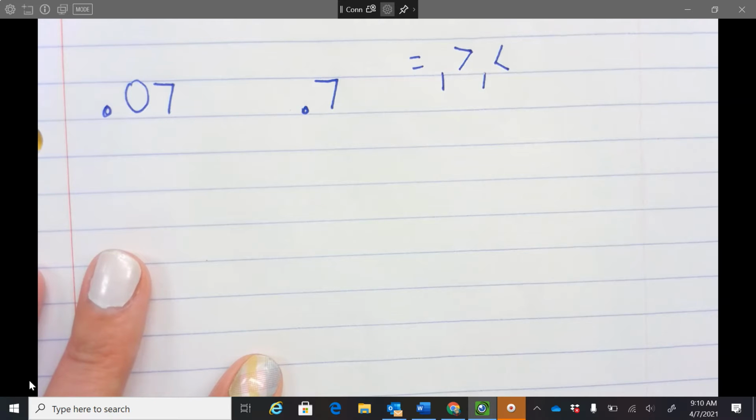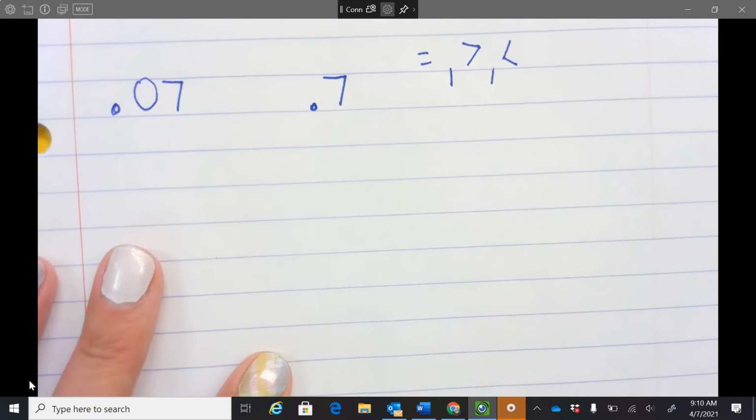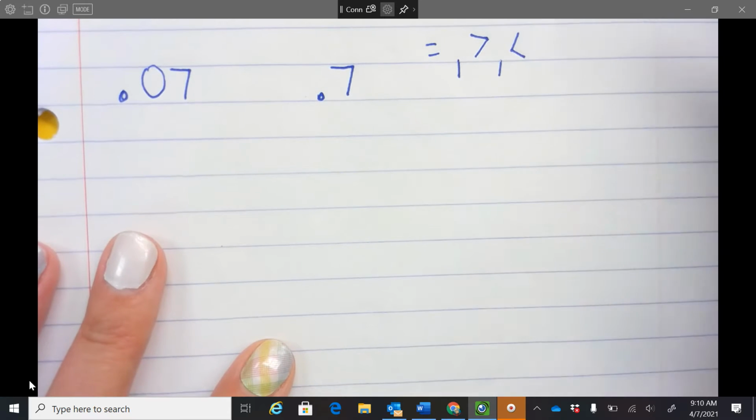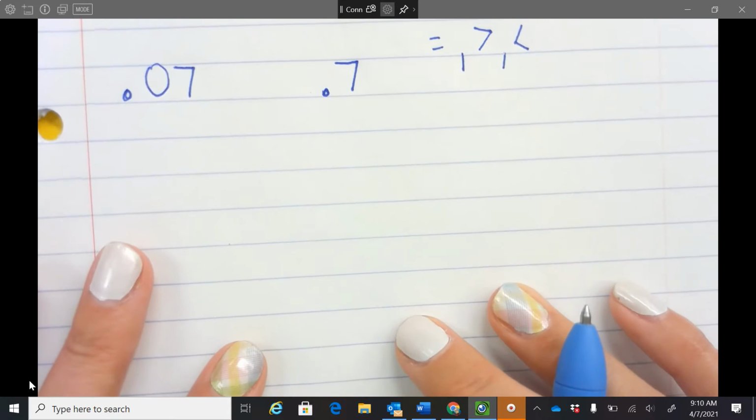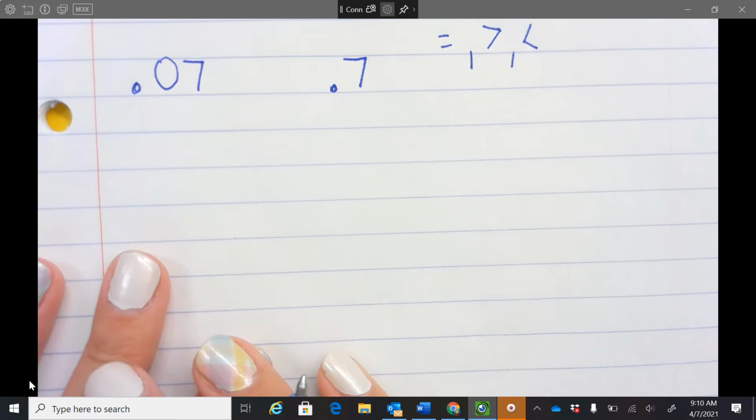There's some steps we have to do. Ooh, good job, Colin. Colin, tell me what you did, buddy. So I did 7 times 10 and 10 times 10 equals 1700, so it's equal.